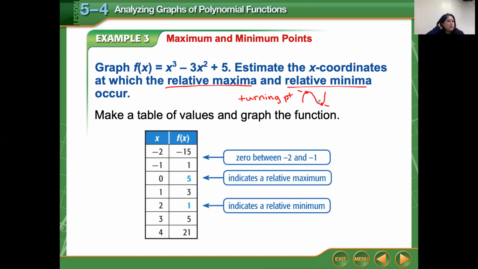So pulling up the table, what you're looking for is, when you're going from negative 15 to 1, I'm going up, 1 to 5, I'm going up, and then when we say 5 to 3, we're going down. So I know I had to turn. And then 3 to 1, well, that means I go down, and then 1 to 5, and I turn to go back up. So that's how we know if we're turning.